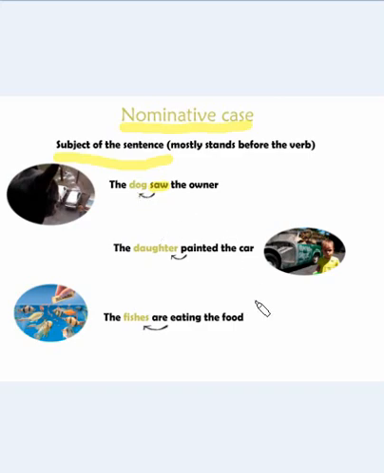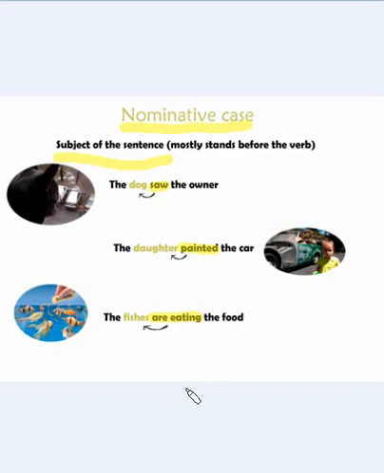The daughter painted the car. Verb here is painted. So before this verb, before this action, we use nominative case. So the daughter is in nominative case. The fishes are eating the food. Are eating, here is the verb. So before this verb, before this action, we use nominative case. So fishes are in nominative case. So nominative case all the time stands before the verb, before the action.